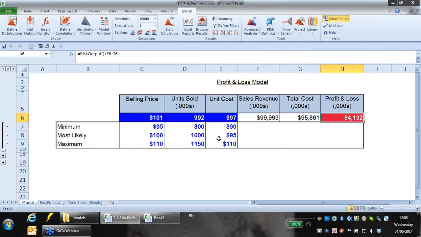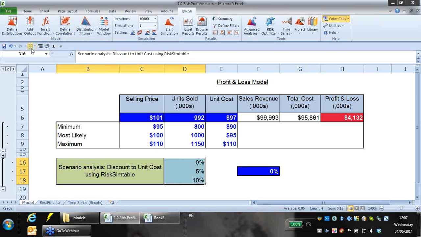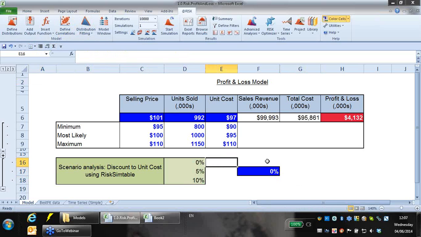So I shall lose that for now, and I'll just talk about an alternative type of scenario analysis. So let's just make that neater. And that's something called the @Risk sim table.